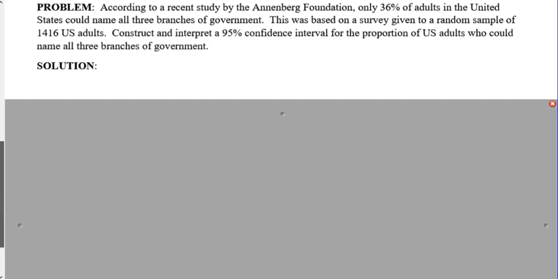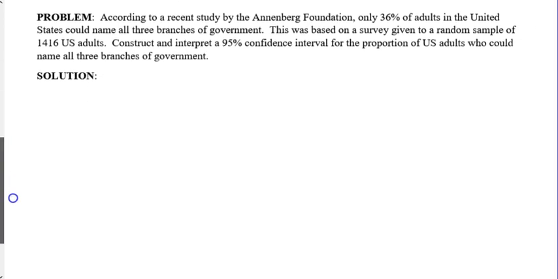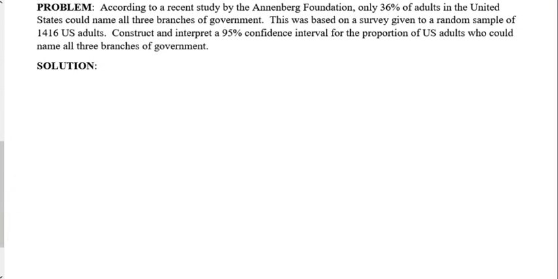Okay. According to the Annenberg Foundation, now this one's different. Did they tell us the number of people? No, they did not. They just straight up gave us the percentage. It's 0.36. So we know in this one already p-hat is 0.36. They just give it to us.